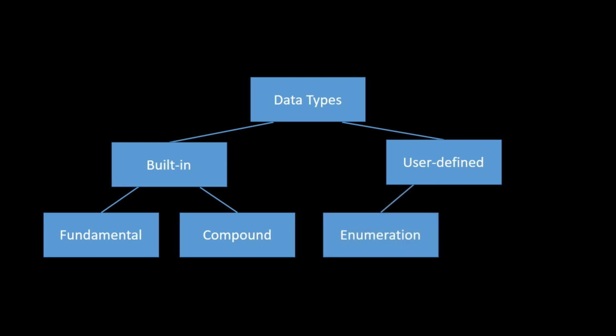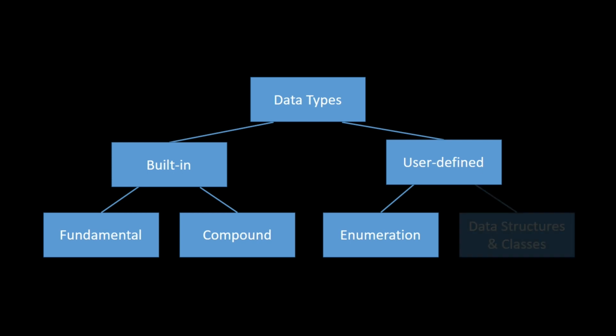Over on the user-defined side, we might define things like enumerated types, enumerations, for representing particular sets of values. And of course, we may have data structures and classes. And for now, we're going to focus on the fundamental types. We'll look at compound types, enumerated types, data structures, and classes in later videos. Okay, so that's a high-level overview of the different categories of data types we have in C++. Let's start taking a look at the fundamental types.